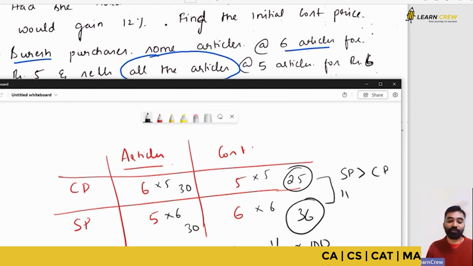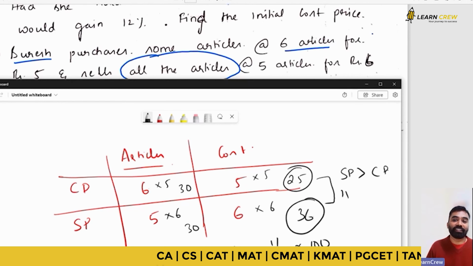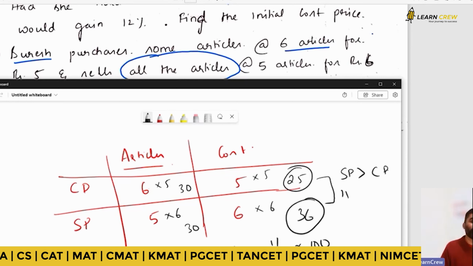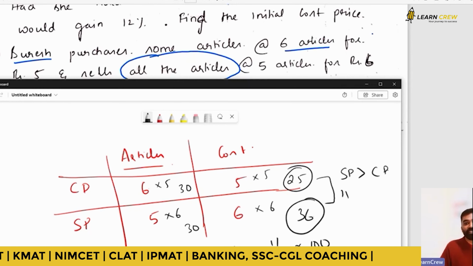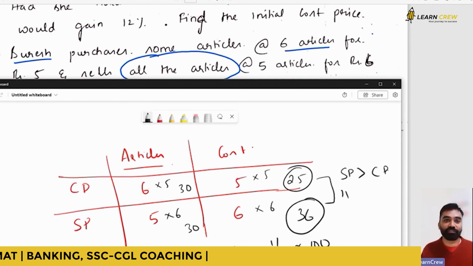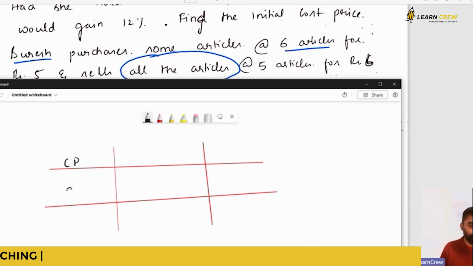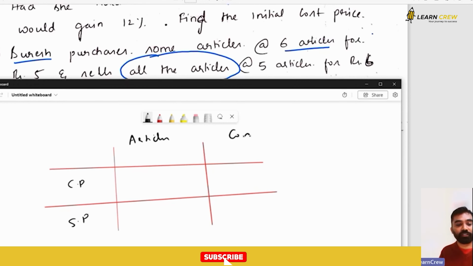This is going to be your approach whenever they ask about articles at the rate of something, where you know the cost price of the purchase and the selling price. Any doubts? Do you want me to repeat it? Okay. Cost price, selling price, cost price, selling price. This is going to be the articles, and this is going to be the cost of the article. Okay. Fine.